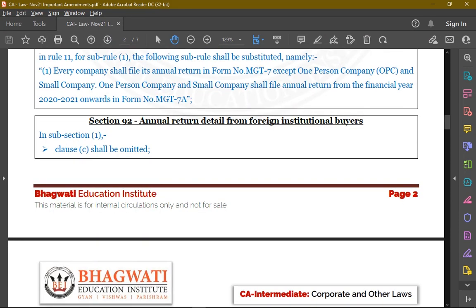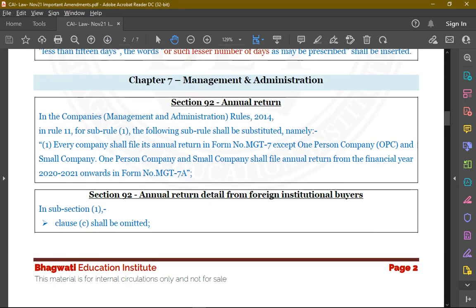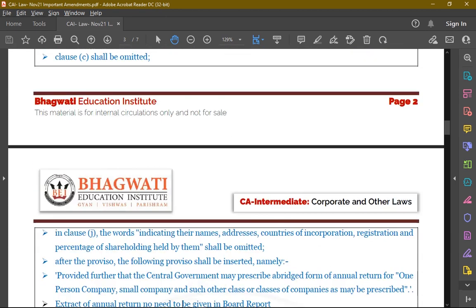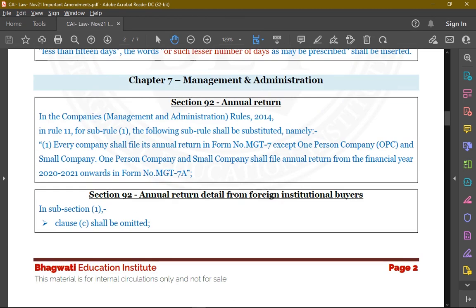Alright, next amendment we have here is from management and administration, meaning this is the general meeting chapter. So over here we have only one amendment and that is in the annual return. Now what kind of amendments have taken place? So here look, annual return means what? When the general meeting gets over, it was the company's duty to submit certain details by filing form MGT7 to the Registrar of Companies. Now, as per the new amendment, they have said that certain details you don't require to provide and certain new details you have to insert. So what are those different amendments?